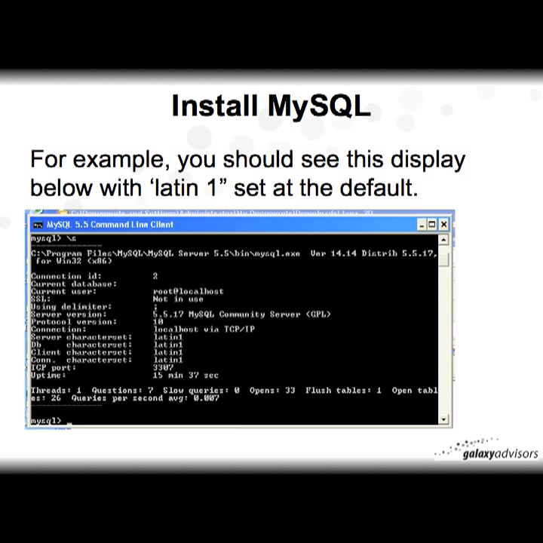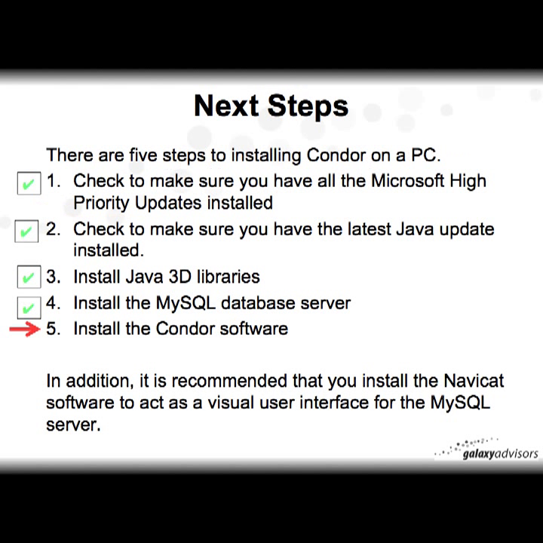And once you do that, a window will come back and tell you what the current settings are. And you should see Latin 1 set for the character set, the database, the client, and so on. That's just to make sure the MySQL server, where all your data is stored in Condor, will work when you're successfully set up. So that will conclude the 4 steps to get Condor running.